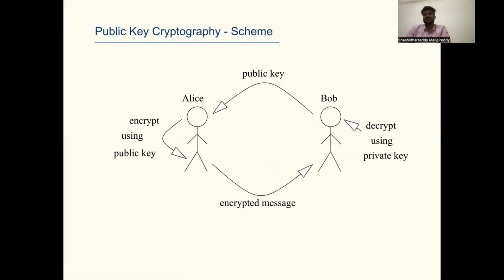Here is a schematic diagram of the procedure we have just discussed. First, Bob shares the public key with Alice. Then Alice encrypts the message using the public key and sends the encrypted message to Bob. Bob decrypts it using his own private key, so he can see the message. No one can interfere in this process.